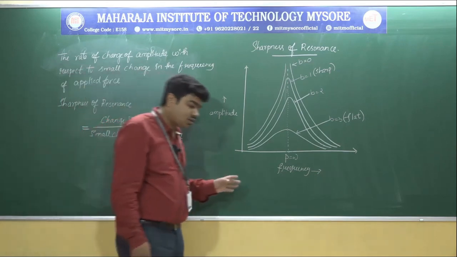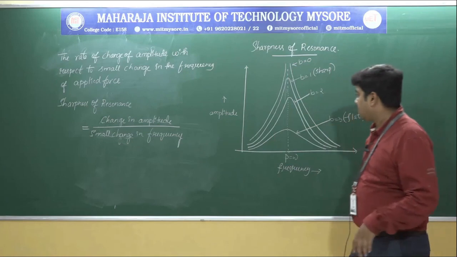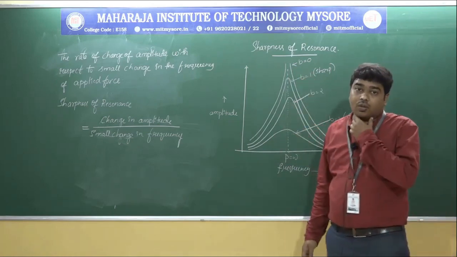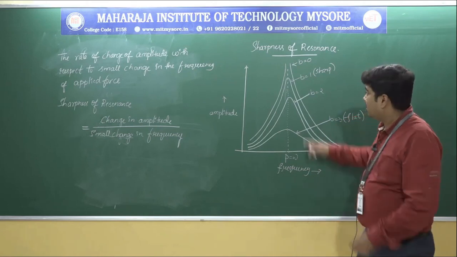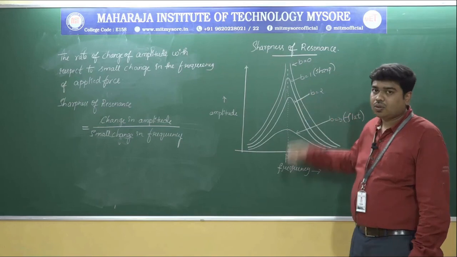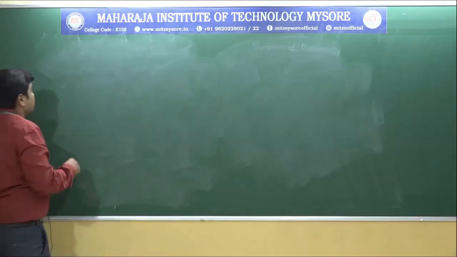The sharpness of the resonance completely depends on the damping. Now when the damping is 0, there are no frictional forces acting on the body, that is in the ideal condition, the amplitude of the oscillating body will be maximum. But as the damping value goes on increasing, the amplitude of the oscillating body goes on decreasing.